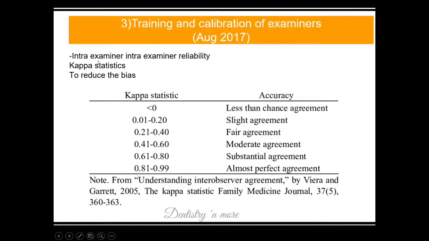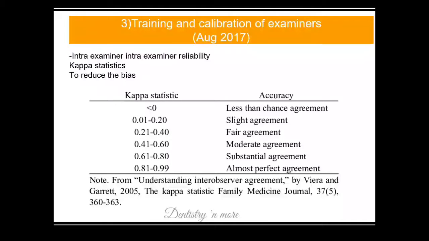Intra-examiner reliability is that the same person must report the same result, or the consistency should be there. So that will be assessed using this kappa statistics. Usually it should be around 0.8. Then only we can allow the person for the main study.